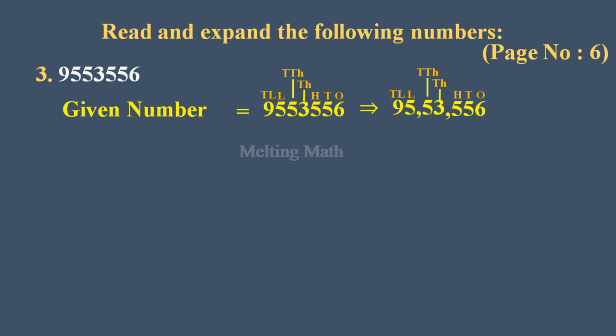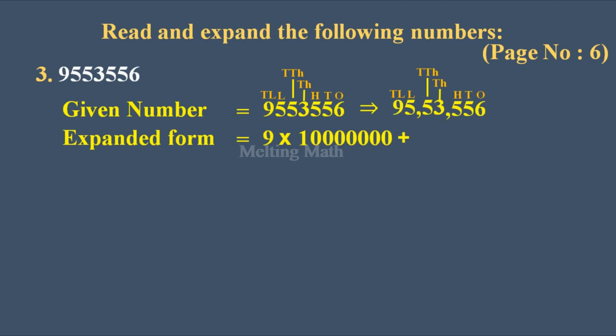Next we have to expand this number. Just see the first digit, that is 9, that is in the place of 10 lakh, so just multiply 9 with 10 lakh. How can you write 10 lakh? 10 lakh means first write 10, then lakh means there should be 5 digits of 0, so write 5 digits of 0 with it. This is a 10 lakh. So this is the expanded form of the first digit.